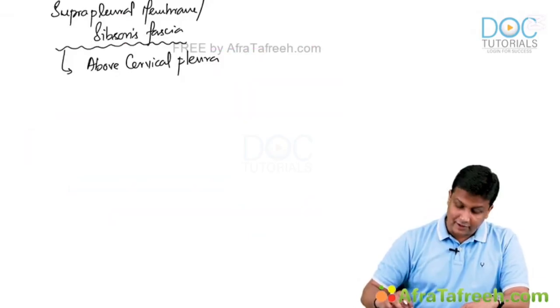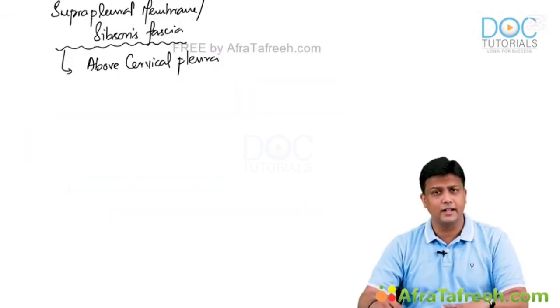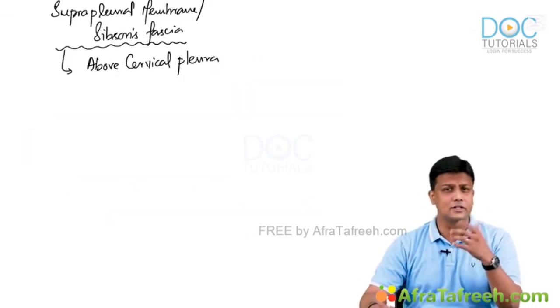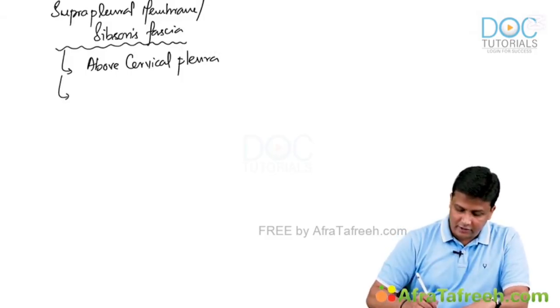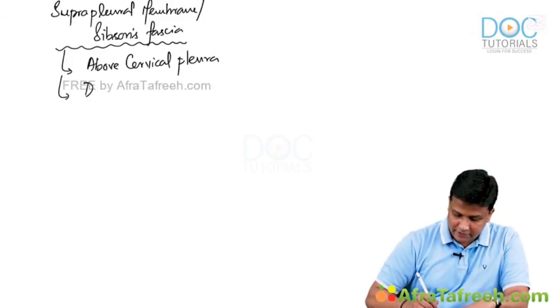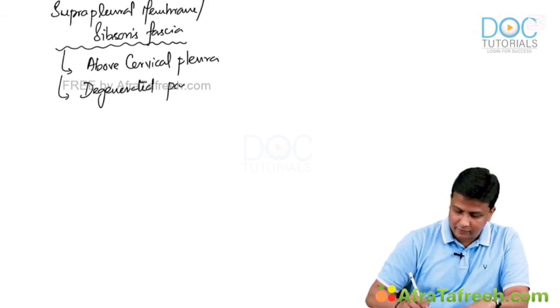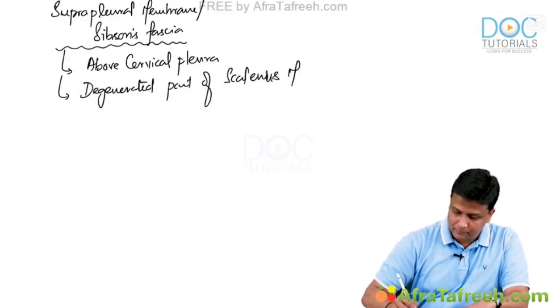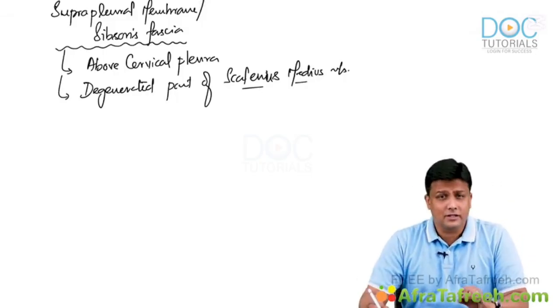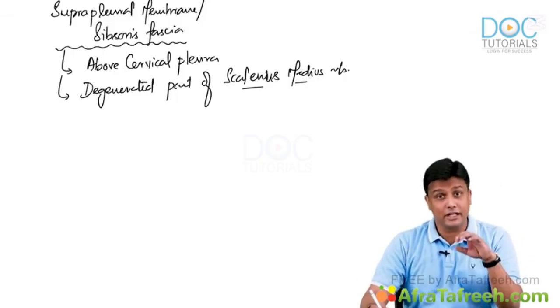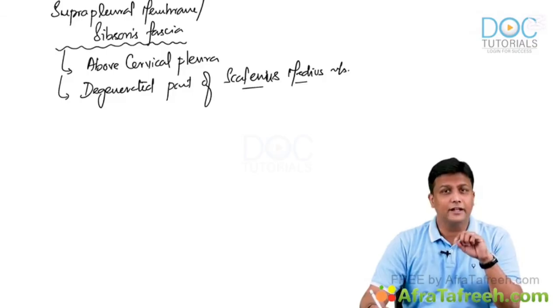Now what is it exactly representing? That is the MCQ which has been asked in the exam. What is this suprapleural membrane or Sibson's fascia exactly representing, guys? Remember, it is representing the degenerated part of the scalenus medius muscle. That has been asked already in the exam, so please remember that one, guys. It is actually the degenerated part of the scalenus medius muscle.